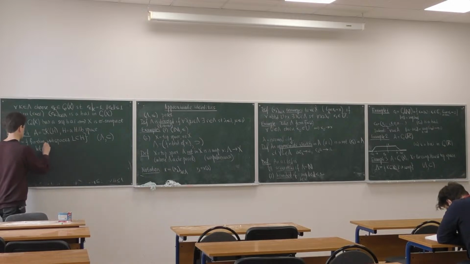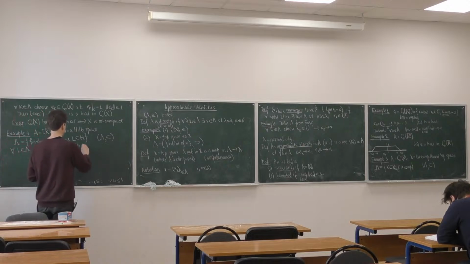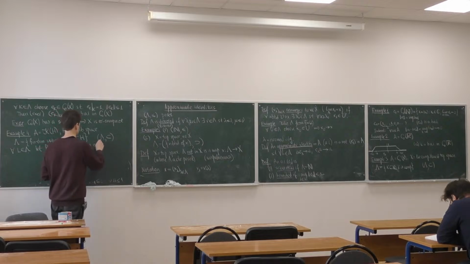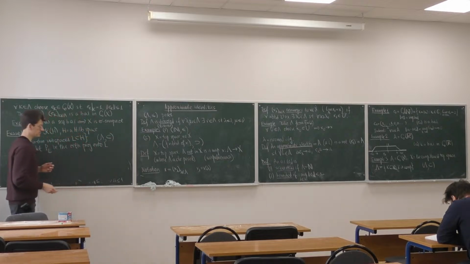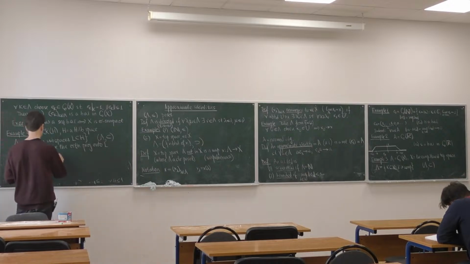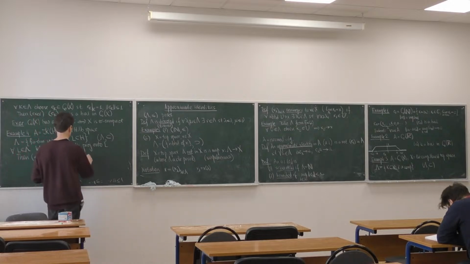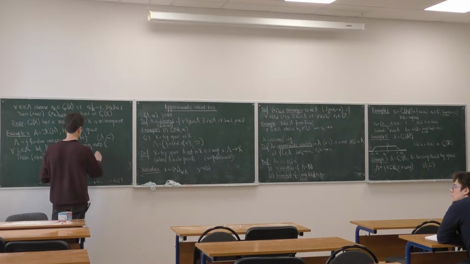We let P_L be the orthogonal projection onto L. So it is a compact operator, because L is finite dimensional. Then, again, it's a simple exercise to show that the resulting net P_L is a bounded approximate identity in K of H, in the algebra of compact operators.